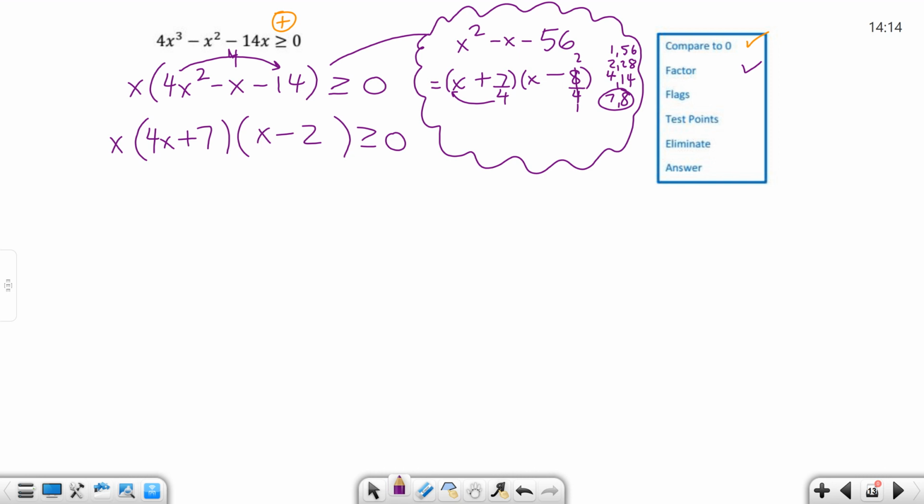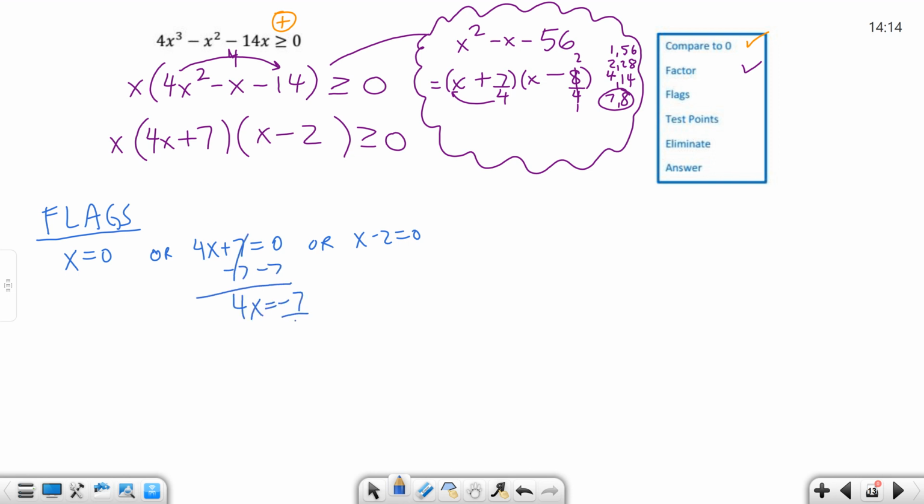So then, what's next after factor? It's to find the what? The flags. The way I find my flags, remember, is I set each one of my factors equal to 0. X equals 0, or 4x plus 7 equals 0, or x minus 2 equals 0. So x equals 0 is already solved. And then this one subtracts 7, so 4x is negative 7, and then divide by 4. So x equals negative 7/4, and over here add 2 to both sides. X equals 2. So I have my flags over here.